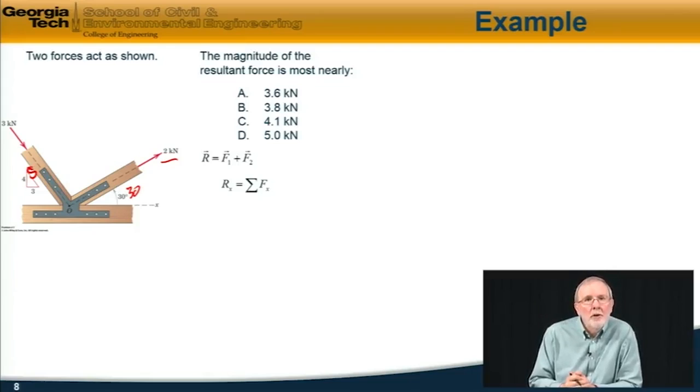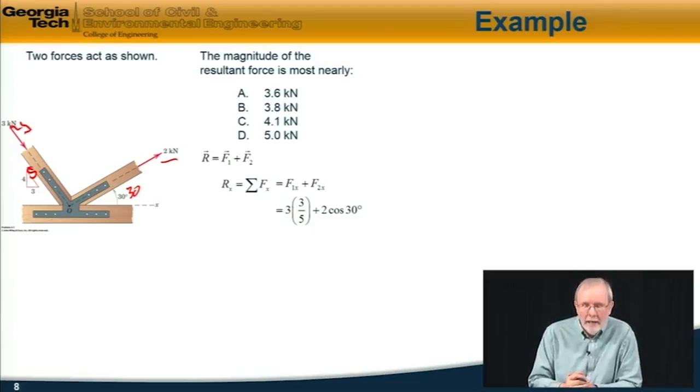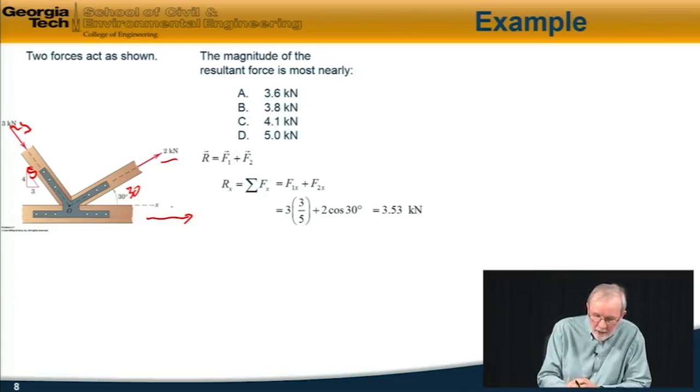So the x component of the resultant force is the sum of the x components of the individual forces, F1x plus F2x. And that is equal to, so the horizontal component of the 3 kilonewton force, that is a 3, 4, 5 triangle, is 3 times 3/5 plus 2 times cosine 30 degrees, which is equal to 3.53 kilonewtons. So that is 3.53 horizontal.